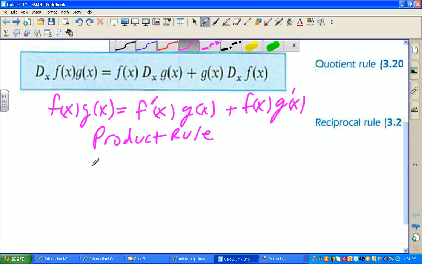I shorten it down even more than that. I say h prime equals f prime g plus f g prime.